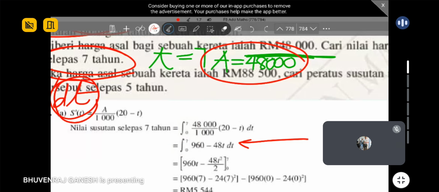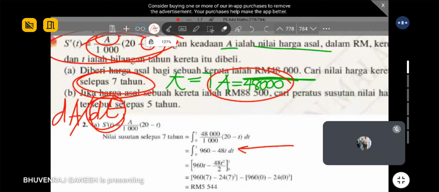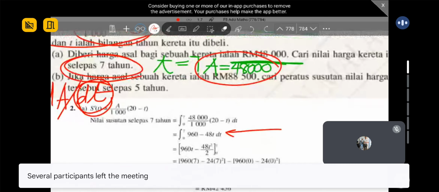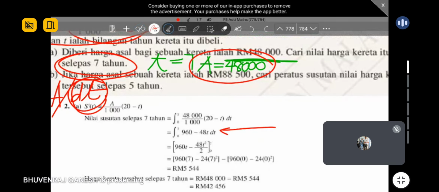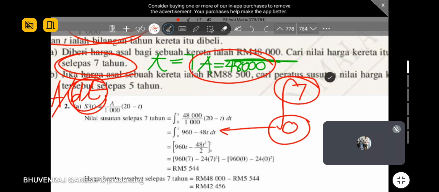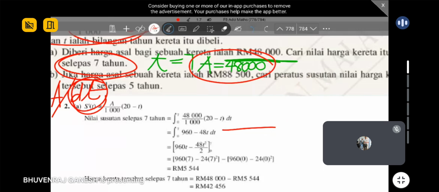So limit macam mana dapat? Because they say after 7 years. Selepas 7 tahun. So guys, what will be your lower limit here? Upper limit definitely 7 already. So lower limit, had bawah akan bermula dari kosong. It will start from 0 because logic. 7 years, 7 tahun means from 0 until 7. That's why kamu kami dari kosong sampai 7. Understand, guys? So kamikan macam biasalah, integrate as normal.